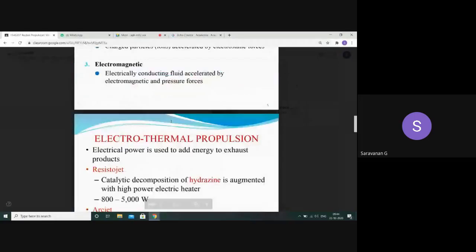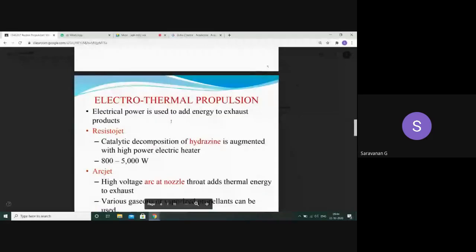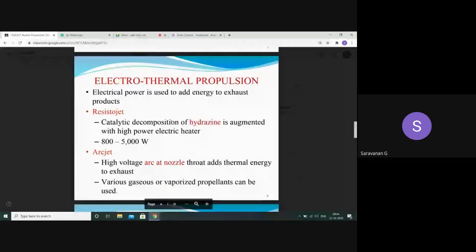Let me start with today's session. I'm going to discuss only electrothermal, with the resistojet and arcjet. So the third topic, let me start with the electrothermal propulsion system. Very simple, as I already told you, electric power is used to add energy to the heated propellant, which is exhausted as high-energy exhaust gas through a nozzle to generate thrust. Simple.